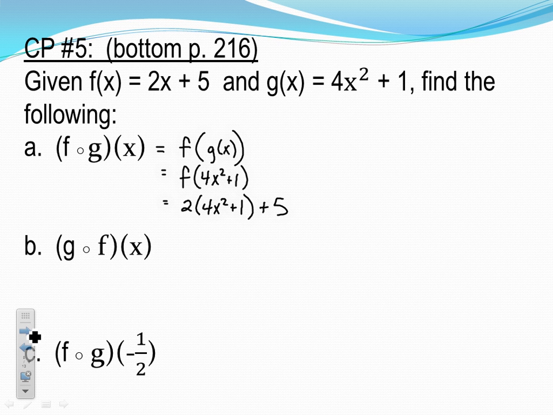Okay, so this was the original f of x, was simply the g of x inserted for the x feature of f of x. Okay, so hopefully that makes sense. And now we just start to simplify. Distribute your 2. And simplify. Okay, so f composed of g of x is going to be 8x squared plus 7. So let's do this one.